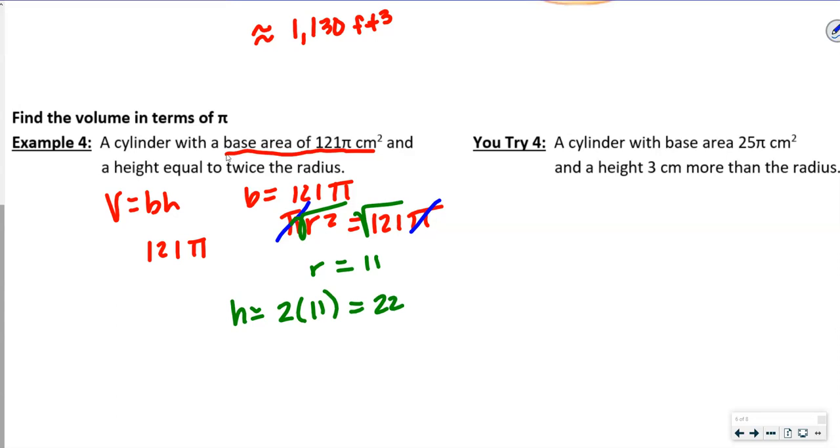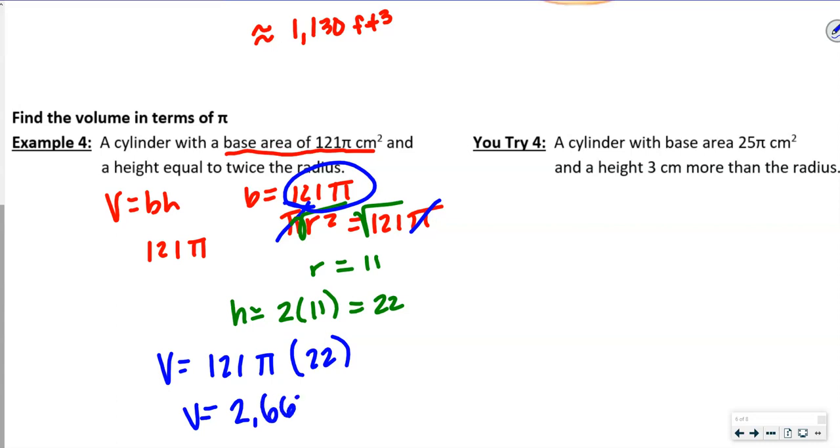So now we have what we need to actually do the formula, right? We still have our base, and we can multiply that times our height. So volume is going to be equal to 121 pi times the 22. This one says give the volume in terms of pi, so we can actually just multiply the 121 times the 22 to get our volume. So here the volume is going to be 2,662 pi, and again, it's going to be centimeters cubed.